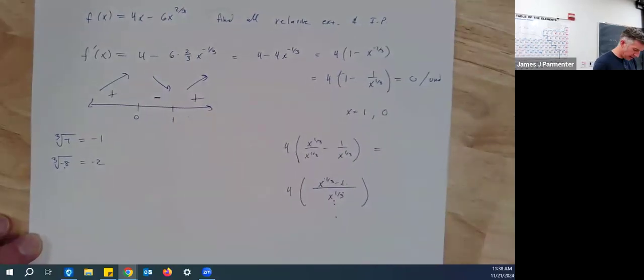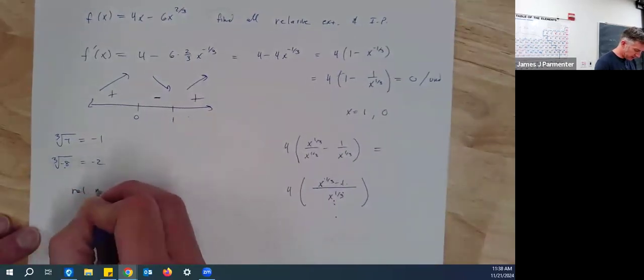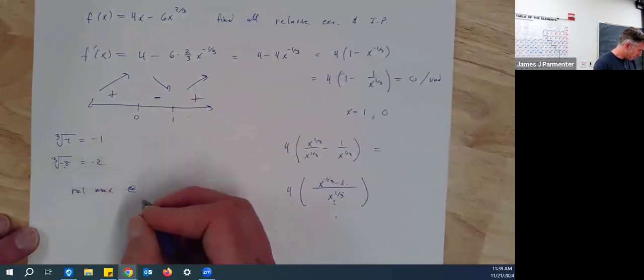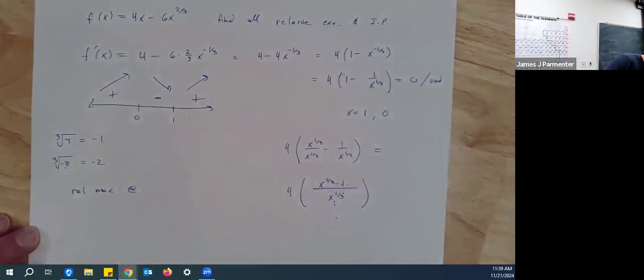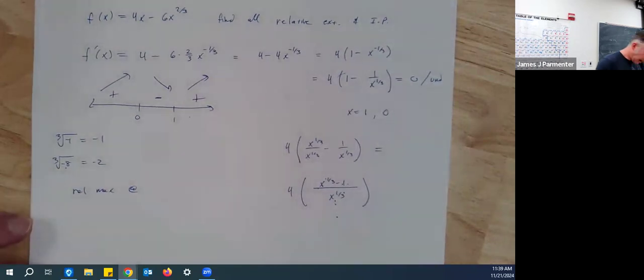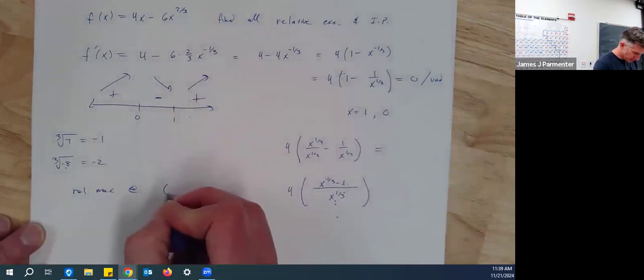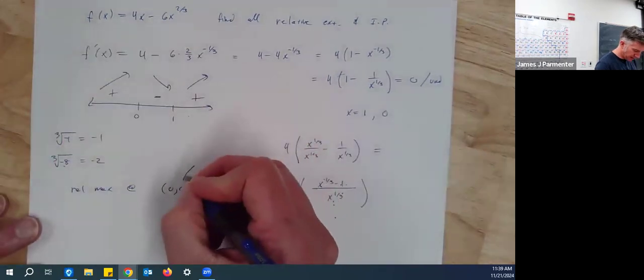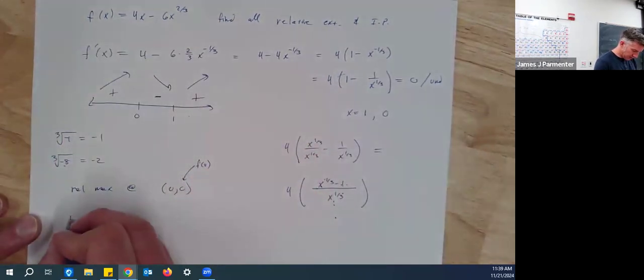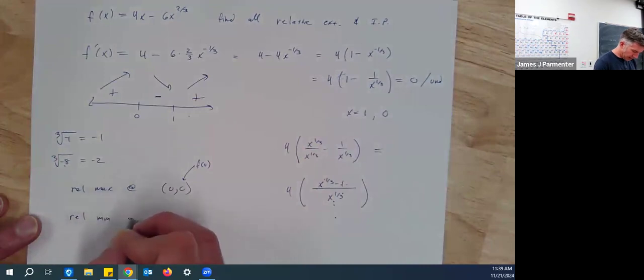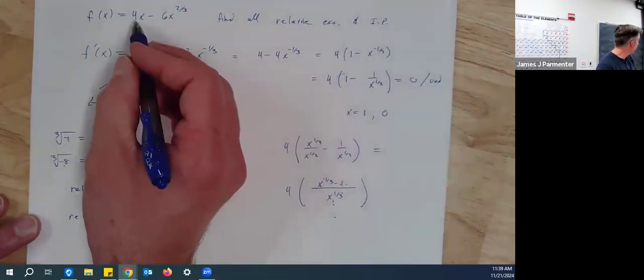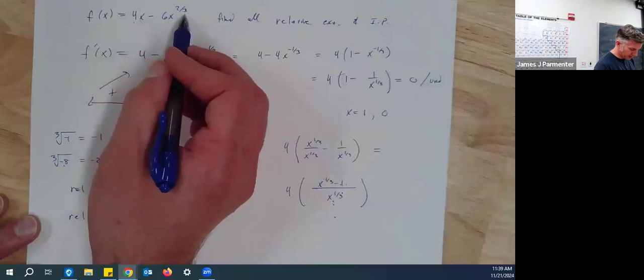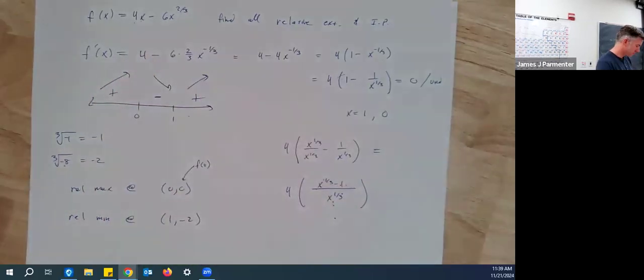So it looks like we have a relative maximum at, curious what he said here. Yeah, I just want to know how much work he did. Sure. I would have said at 0, 0, because if I plug in 0 to my original function, that's my f of 0. And a relative minimum at 1, if I plug in 1 here, 4 times 1 minus 6 times 1 is going to be -2. I guess he did graph them, so okay.